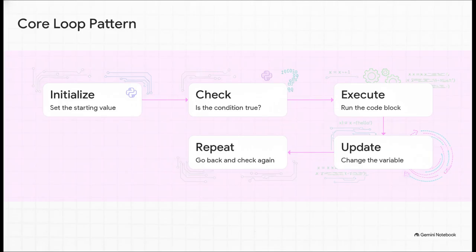Step 1, initialize your variable. Step 2, check the condition. Is it true? Step 3, if yes, execute the code. Step 4, update the variable. And step 5, repeat. Meaning, go right back to step 2 and check the condition again. Initialize, check, execute, update, repeat. Burn this pattern into your memory for sure.